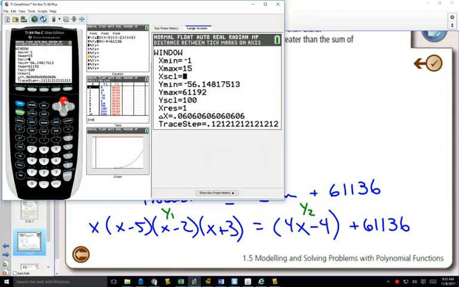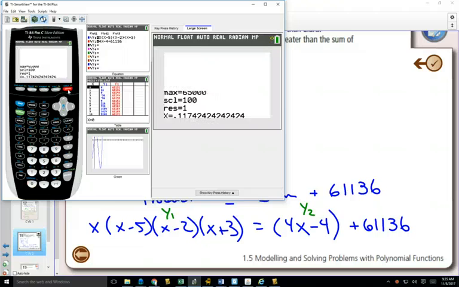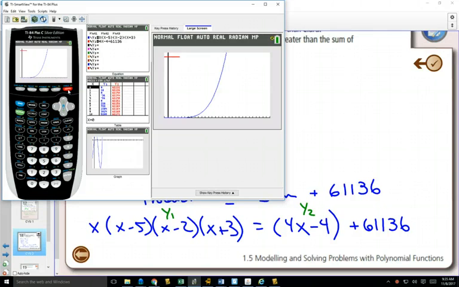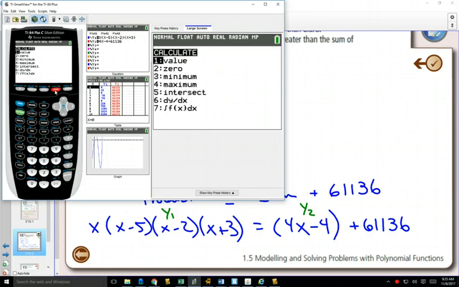I'm going to make my X max bigger, maybe up to 30, and make my Y max a little bit bigger, 65,000. Now you hit graph again. So my blue graph is swooping up. My red graph is going more or less straight across. And they do intersect. So at this point, I can go second, calculate.